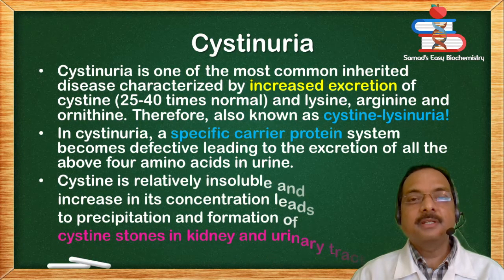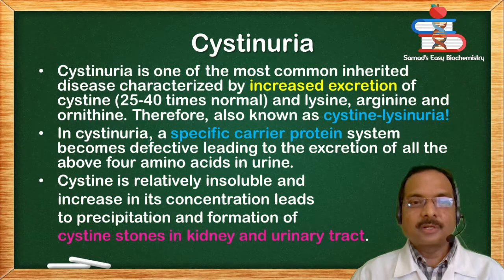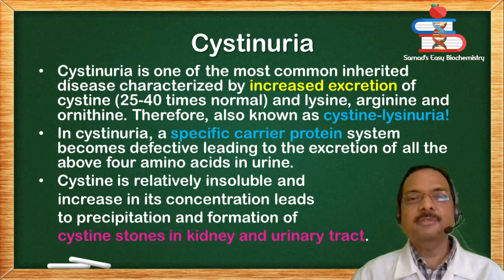Cystine is relatively insoluble, and increase in its concentration leads to precipitation and formation of cystine stone in kidney and urinary tract.